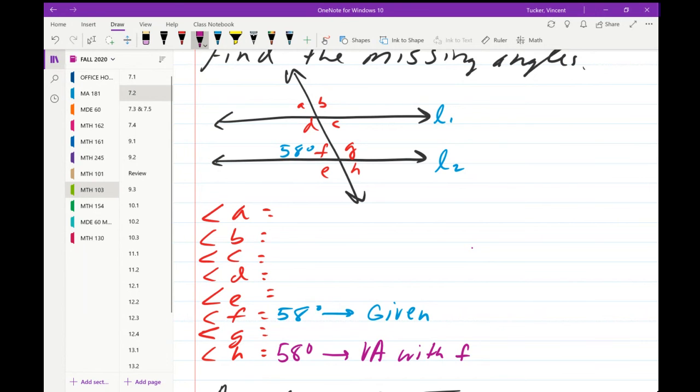Next, and like I said, it doesn't matter where you go next. If you want to go and try to find something up in this upper cluster, you still have that ability. I mean, you can do whatever you want to do as long as you're using the proper relationships. I'm going to look at G. I see that F and G form a straight line. So I would do 180 minus 58, which is 122. And I did that because that is a straight angle, a straight line. Yeah, straight angle with F.